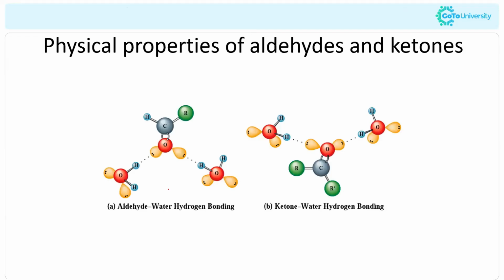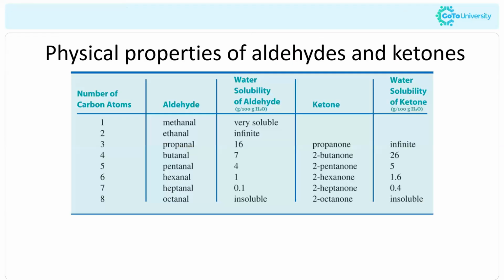In the first diagram, we can see the hydrogen bonding between aldehyde and water. In the second diagram, we can see the hydrogen bonding between ketone and water. So these are the types of hydrogen bonding present in aldehydes and ketone molecules. And here we can see the data regarding the solubilities as well.